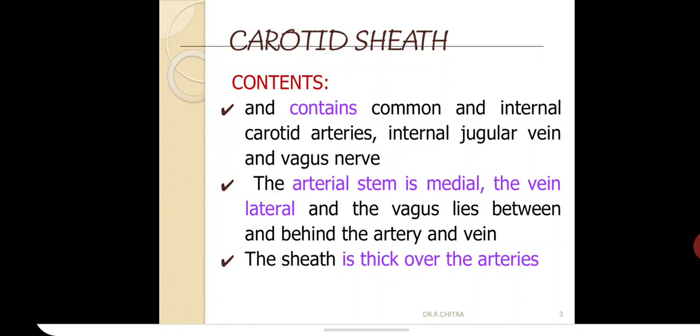Relationship of the contents: inside the sheath, artery is medial, vein is lateral. And the vagus nerve lies in between and behind the artery and the vein. It is in between, but it is behind the artery and vein. The sheath is thick over the arteries and thin over the veins to allow the dilatation of the veins.